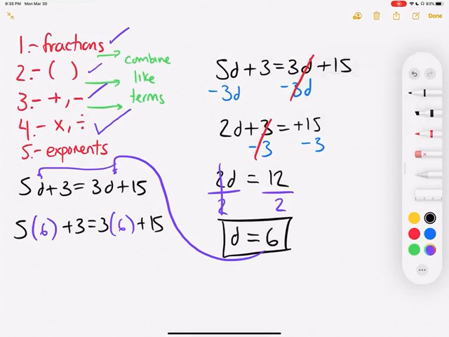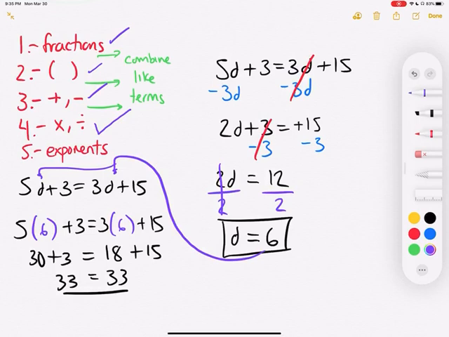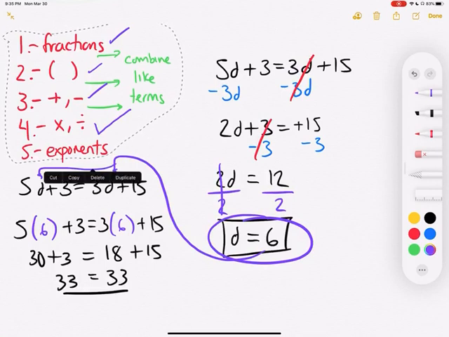So on the left side, I have 5 times 6, that's 30, plus 3. And on the right side, I have 3 times 6, it's 18, plus 15. And if I add those two sides, you're going to see that I'm going to have the same result. So this means that the solution for this equation is d equals 6. That is my solution for the equation. Okay, I'm going to take my rules from here. I'm going to make a small copy of this.